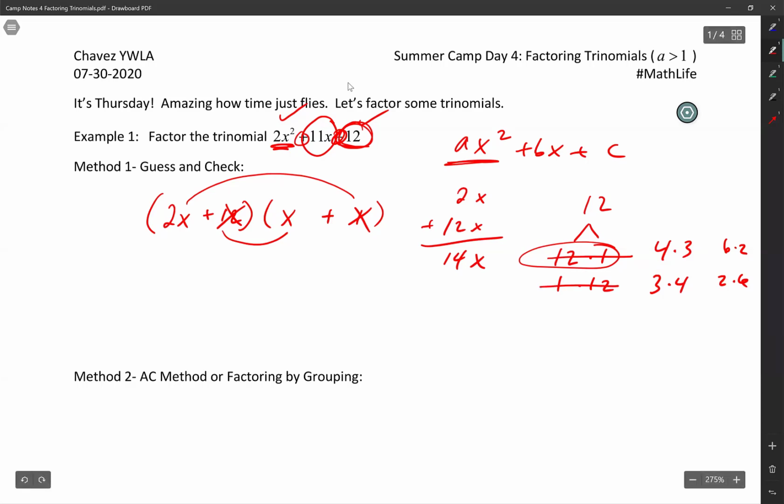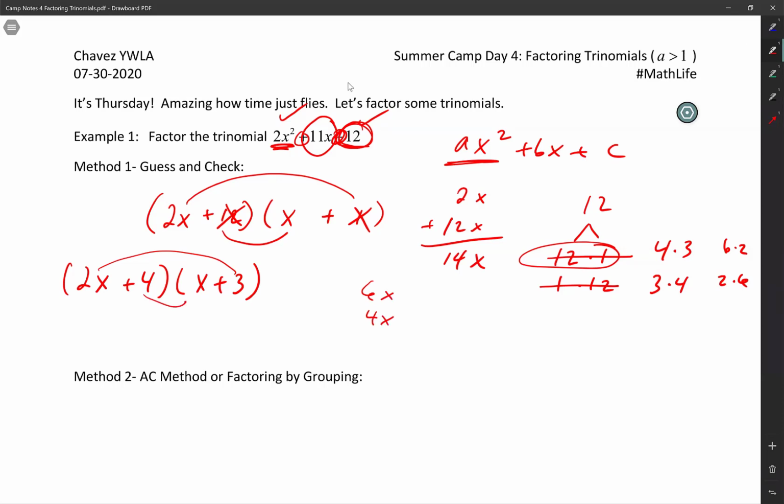So that one's out. So now we have the 4, 3 here. So let's try that one out. 2x plus 4, x plus 3. And then again, all I care about is the middle term. So 2x times 3, that's 6x. 4 times x, that's 4x. 6x and 4x, that is 10x. So it cannot be that one either. So that one's out. Let's try the 3, 4.